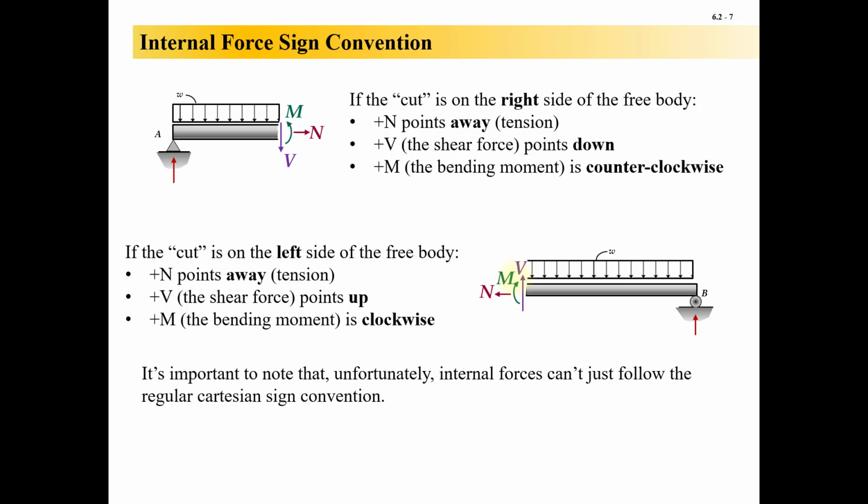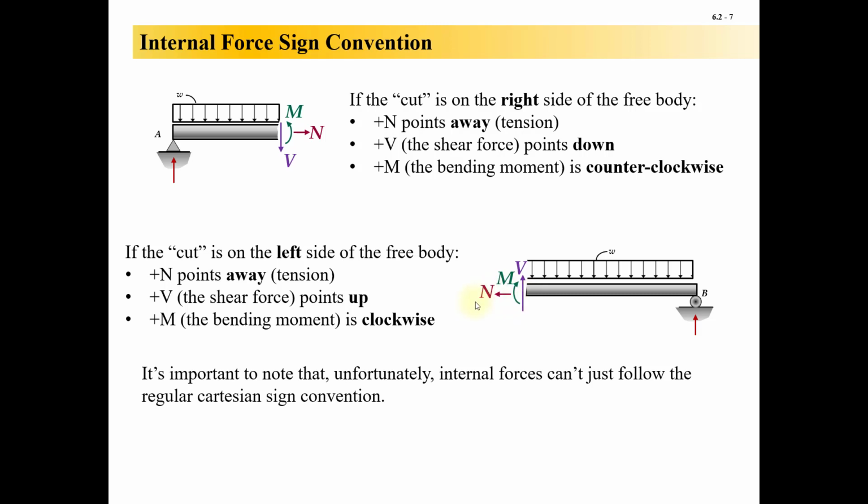Okay. We cannot just say counterclockwise moments are positive. We have to say for internal force, a positive internal shear is according to this. If it's on the right, it's pointing down. If it's on the left, it's pointing up. And that's because these internal forces counteract each other. So the shear isn't just pointing up. It depends on which side of the cut it's on. Same with the moment.